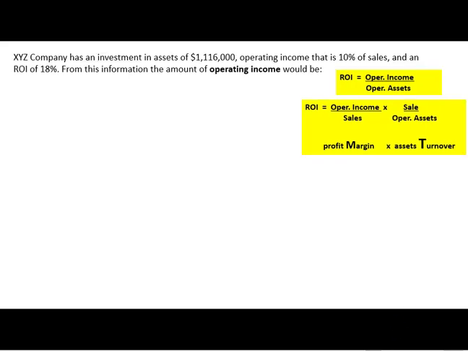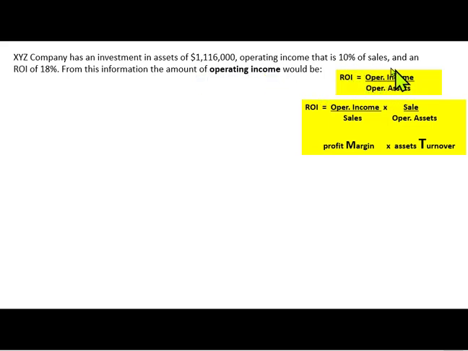Let's take a look at the last one. The last one says XYZ company has an investment in assets of $1,116,000. They've got operating income that is 10% of sales, and they have a return on investments that's 18%. So, from this information, the amount of operating income should be what?